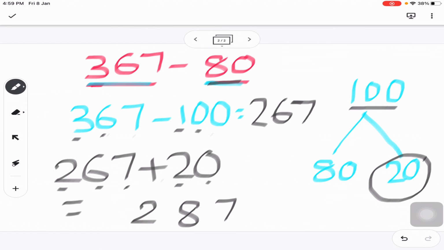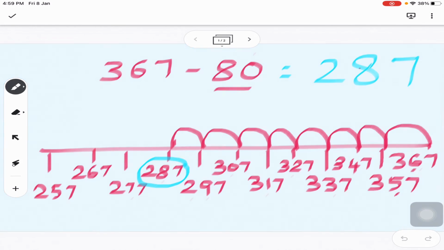So our answer, 367 minus 80 is 287. If you notice, here we get the same answer as we got it on the number line. Okay?